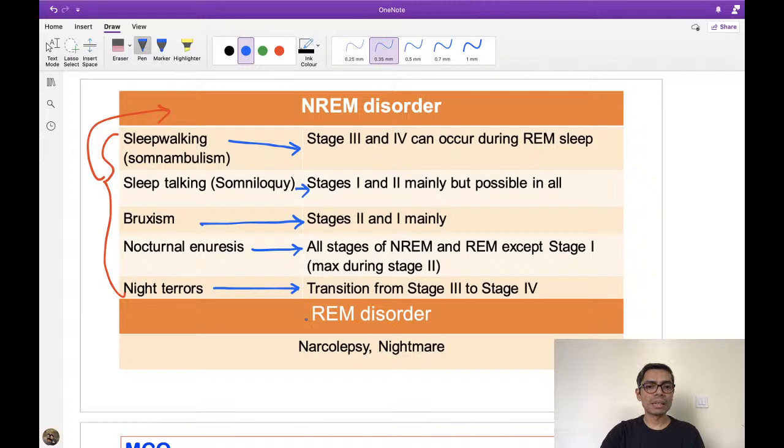And look at the REM sleep disorders, narcolepsy. That's why I was telling you that in narcolepsy the patient enters directly from the wakefulness stage into the REM sleep stage, because of which there will be severe loss of muscle tone, right? And that is one of the features of narcolepsy. Along with that, nightmares also occur during the REM sleep stage.